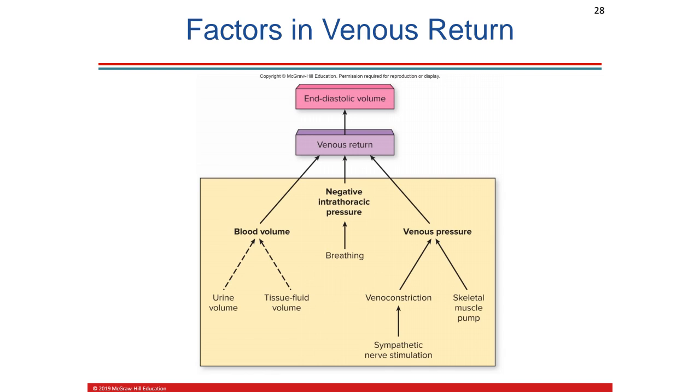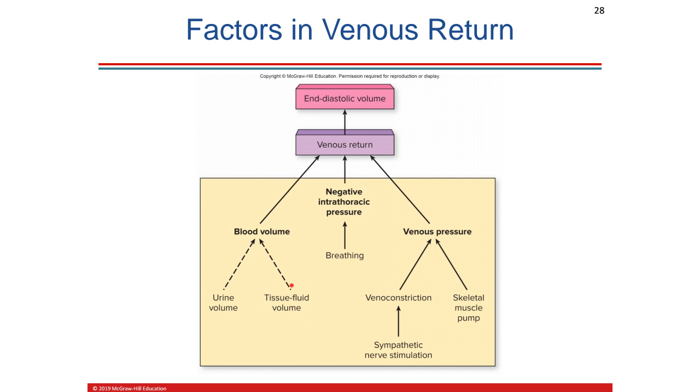Finally, this is just a diagram putting it all together. End diastolic volume is very important for stroke volume, and that helps feed into keeping the cardiac output sufficient at any given time. And so venous return is very important for maintaining end diastolic volume. One of the big factors that influences venous return is blood volume. That's affected by urine volume. For example, if your kidney produces a large volume of urine, this would decrease your blood volume.